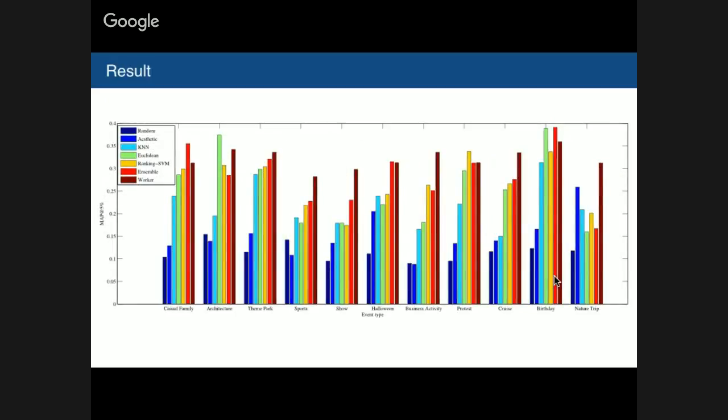The outliers, one of them is nature, the other is architecture, and protest, I guess. What wins there? In architecture, Euclidean wins. In nature trip, oh yeah, this is interesting. In nature trip, although aesthetic score, if you remember, doesn't help for most of the cases, in nature trip, aesthetic is the best.